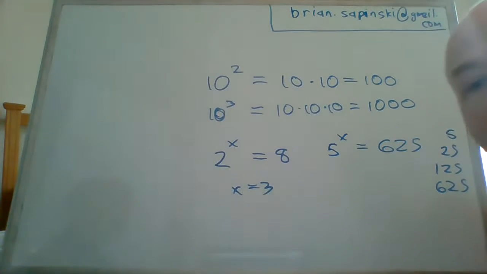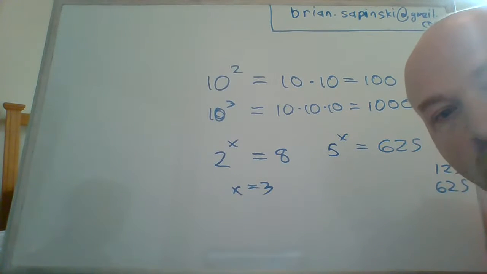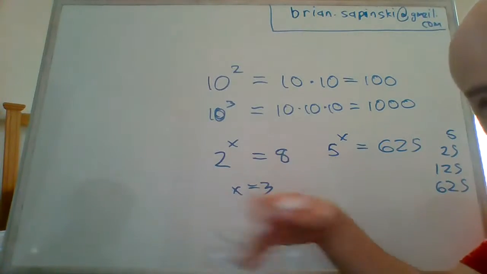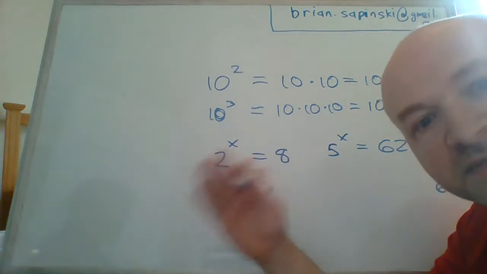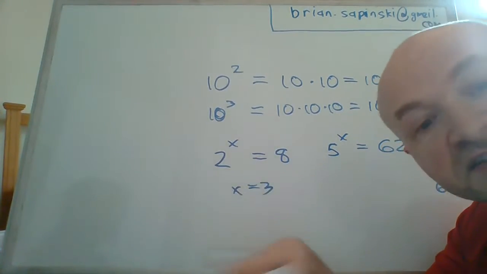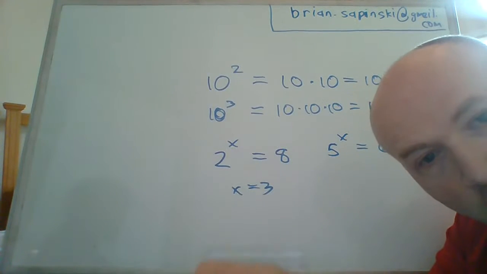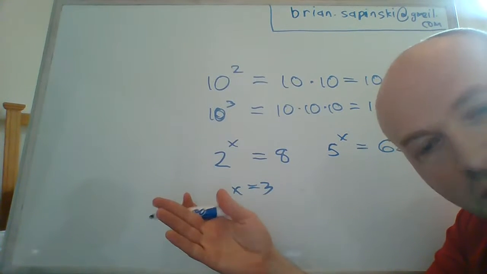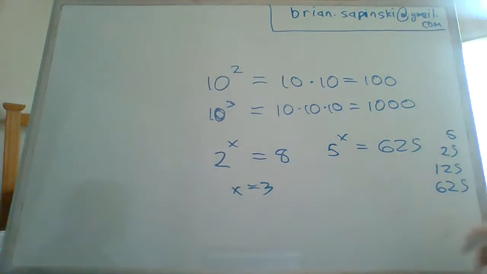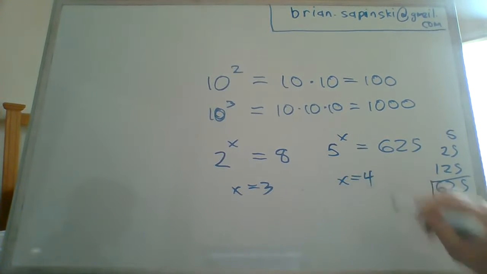Get a counting list going for yourself. Just list out the next times 5 times 5 times 5, or whatever the base is. List it out so you can see where in the string it gets you to. That's part of the whole fancy counting setup. So since it happens on the fourth one, that would mean that x equals 4.